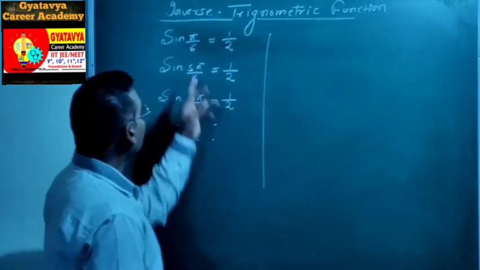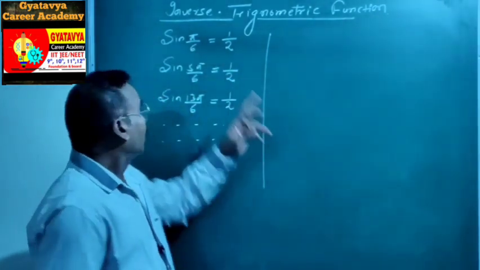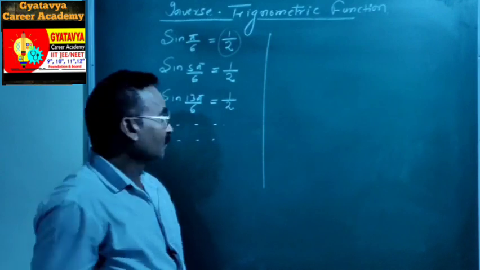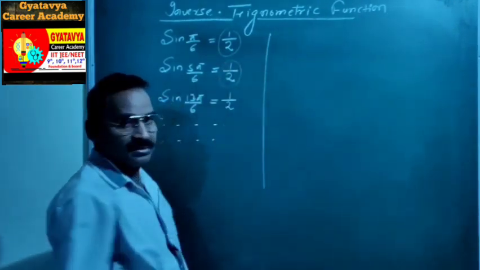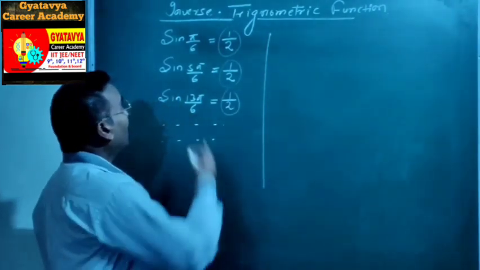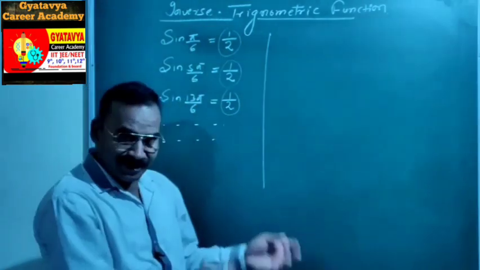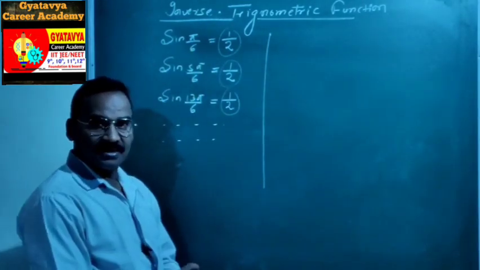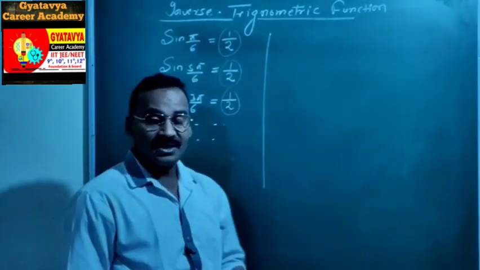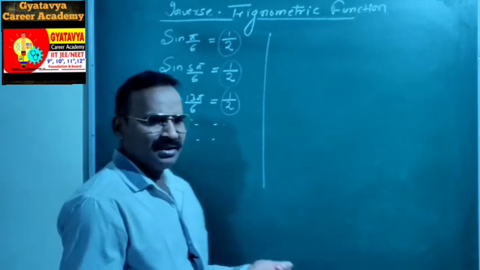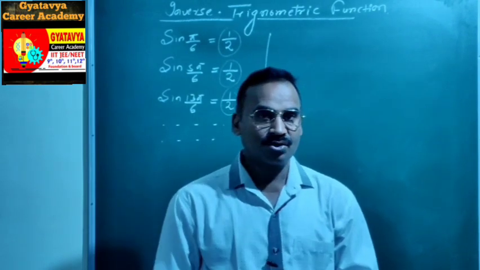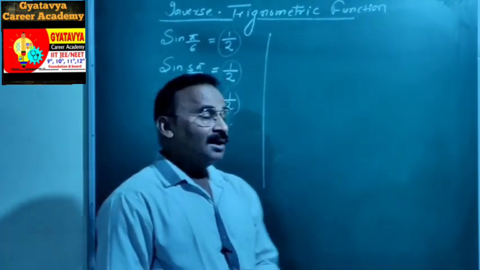Now, sin pi by 6 is 1 by 2, this is the image of the sine function. So pi by 6, 5 pi by 6, 13 pi by 6 and so on, these are the pre-images. So which type of function is this? I think this is a many-one function. So I think there is no possibility for it to be an inverse function.